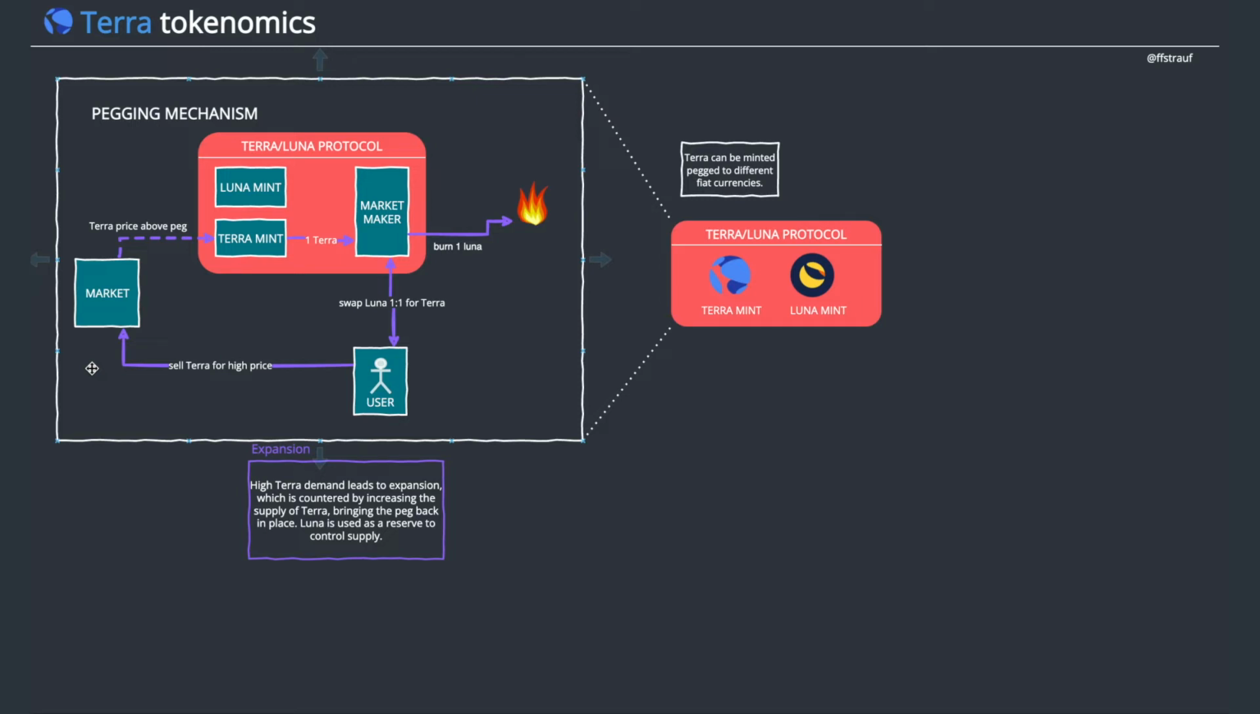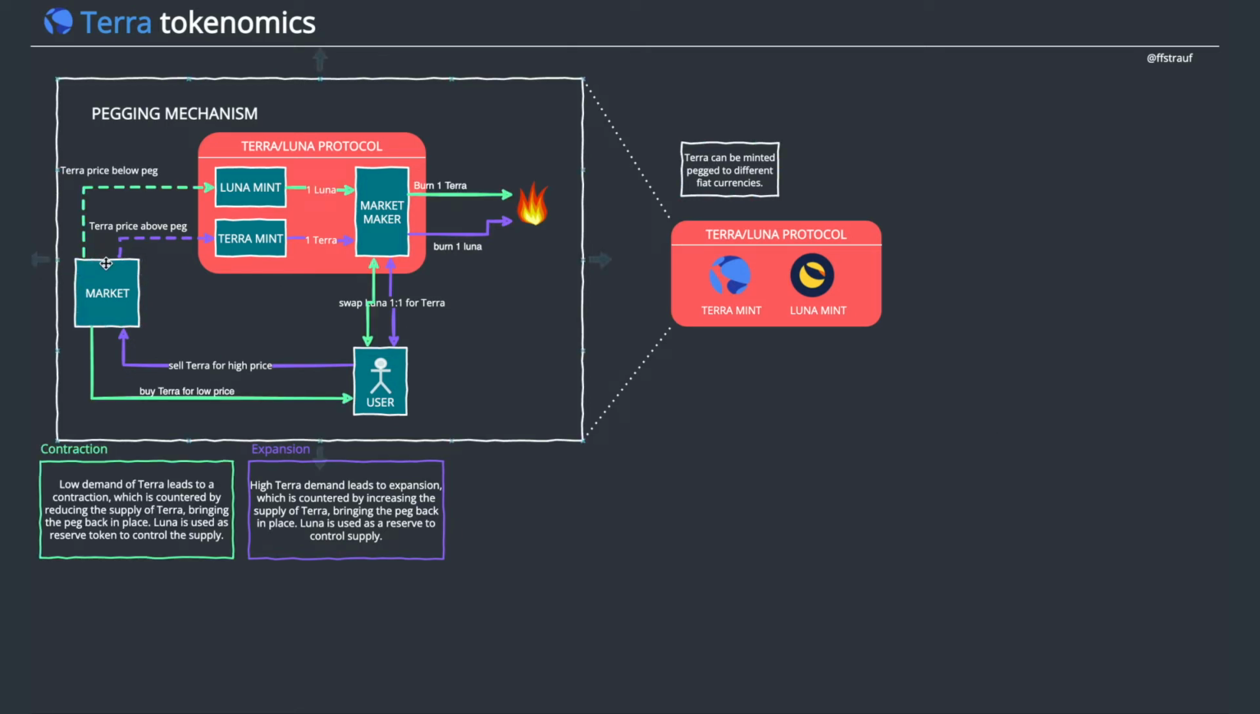And of course, what that would do is increase supply for this token, right? And that ideally brings the price back down, right? So they would have that arbitrage opportunity, would profit from it, and by that bring the peg back down towards $1. The protocol itself would burn Luna and make Luna more scarce.